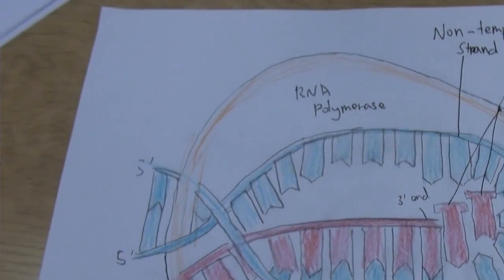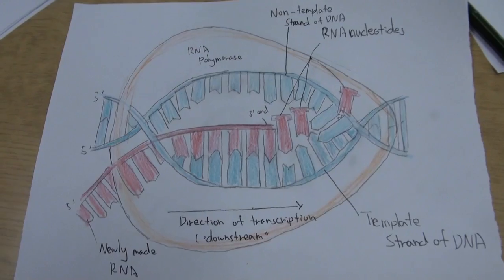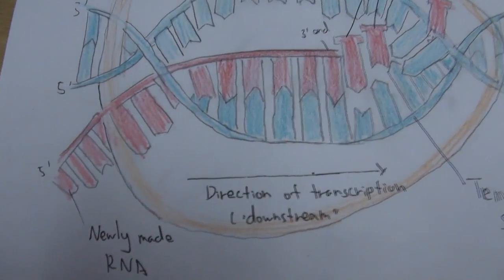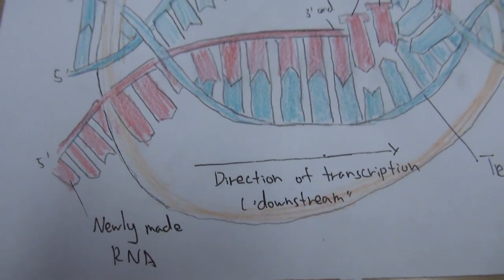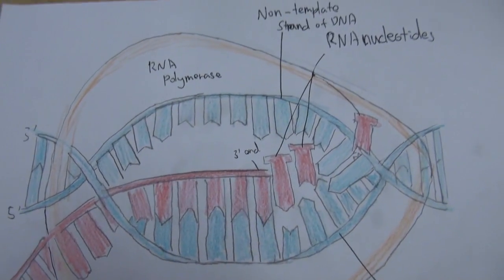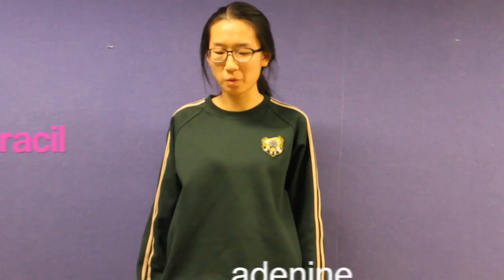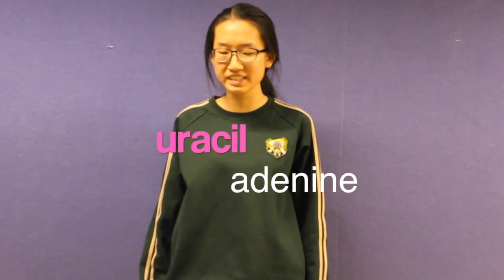RNA polymerase reads from 3' to 5' and generates mRNA from a 5' end. As RNA polymerase moves along the strand of DNA acting as the template, RNA nucleotides float into place by complementary base pairing. Uracil will be paired with adenine.